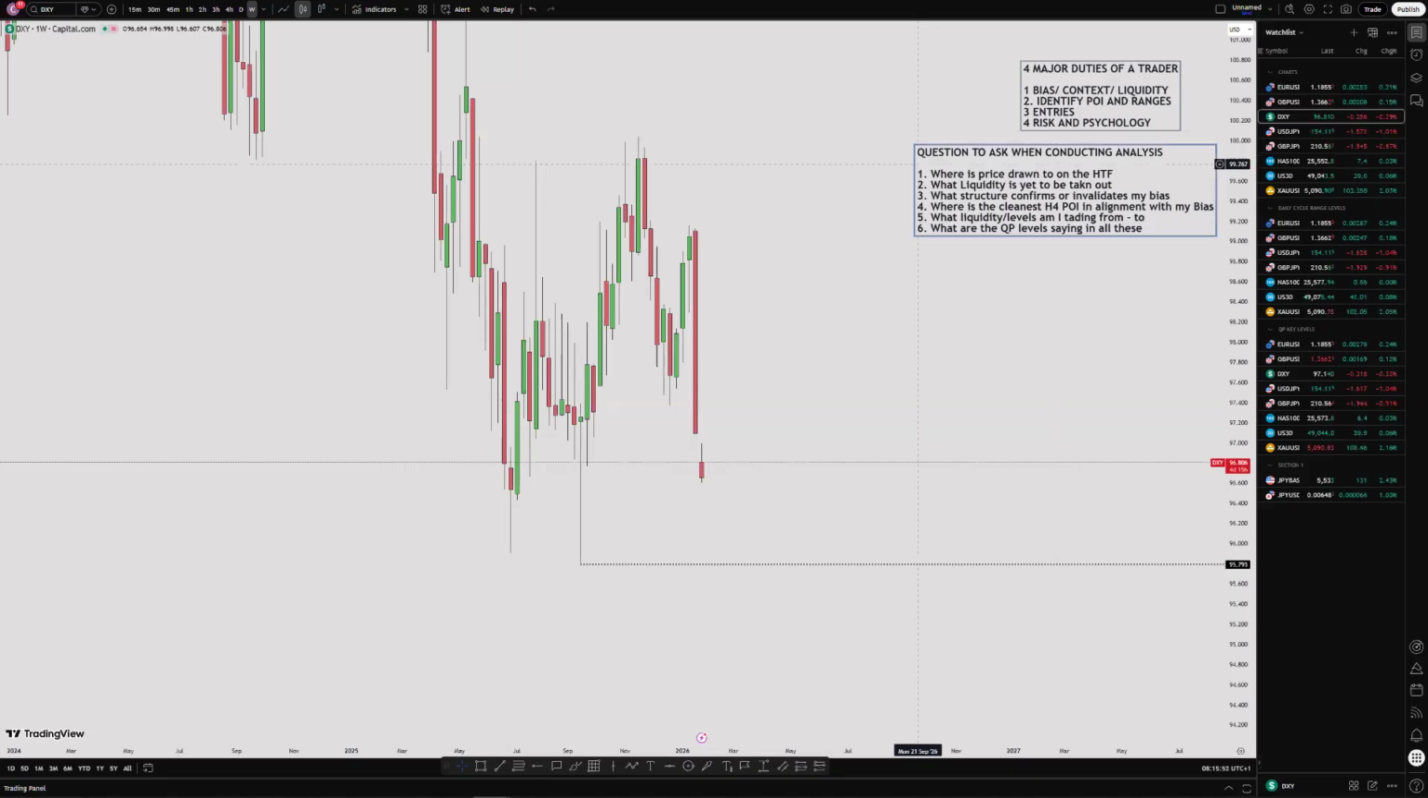So I'm not talking about entries yet. Whatever entry model suits you, you can use that. So now I have this. What liquidity is yet to be taken out? All right, so I want to sell, but which liquidity is yet to be taken out even before I consider the sell that could potentially attract maybe a bullish reaction to start selling?